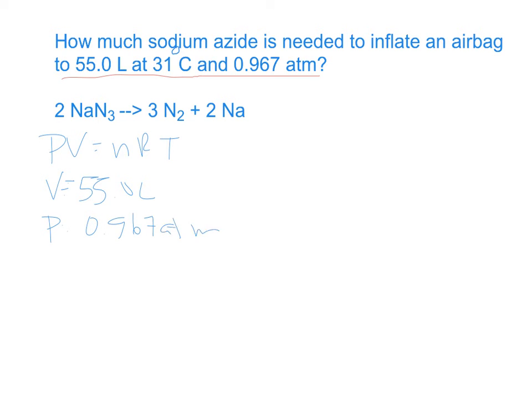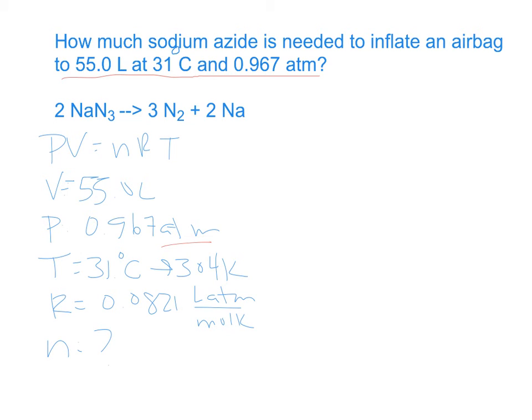0.967 atm. My temperature is 31 degrees Celsius, and if I convert this to Kelvin, it's 304 Kelvin. Because my pressure is given in atm, R is going to equal 0.0821 liter atmosphere per mole Kelvin. And finally, I don't know my moles. To solve for my moles, we're going to use PV equals nRT. And then once I have my moles, I can jump onto the train tracks to solve my stoichiometry problem to get me to grams of sodium azide.